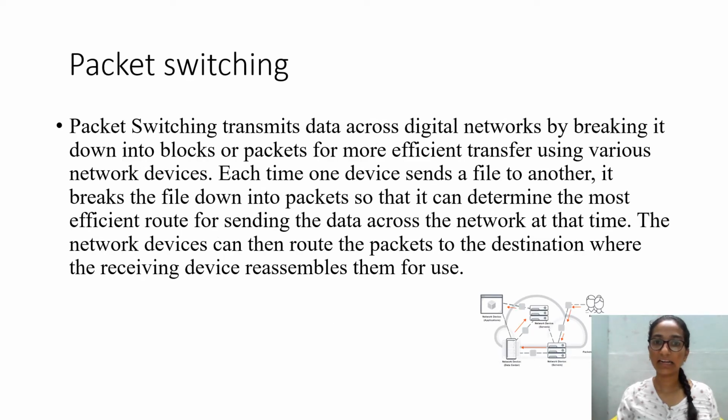Packet switching transmits data by breaking it into small packets or blocks for more efficient transfer using various network devices. For example, if you want to send data, it will be broken into packets that travel in different directions. All the packets will reach the same destination by traveling in different directions. All the packets won't travel in the same direction. During the transfer of packets, there can be data loss. Data loss means a packet will be lost during data transfer.